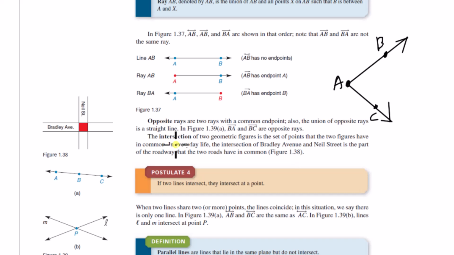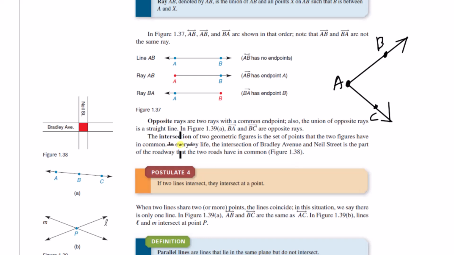Well, no. The union of opposite rays is a straight line. If I took the union of AB and AC here, I wouldn't have a straight line. If I took the union of AB and AC here, I've got a straight line. So it's those two criteria. And for your 1.39a, ray BA and ray BC are opposite rays.